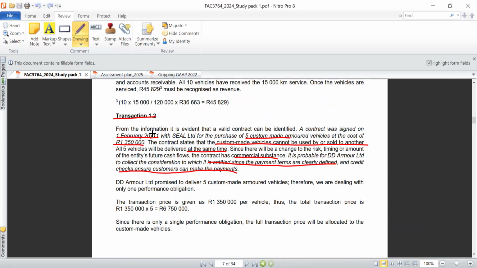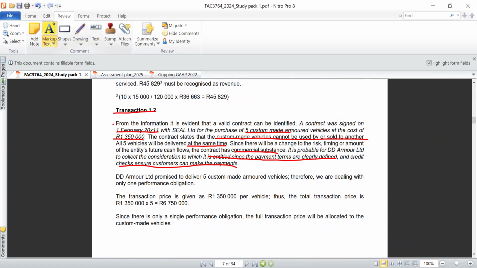So now all of this, I'm seeing step 1, step 2 in this whole entire paragraph right here. Why? Because it's giving us an indication that indeed there is a contract that was concluded. So this is step 1 and step number 2 clearly stated to us. Does it make sense? Yes. And then this statement here is just in addition to step 2, explaining the performance to be played by DD Armor Limited. So DD Armor Limited promised to deliver 5 custom-made armored vehicles. Therefore, we're only dealing with one performance obligation on the side of DD Armor Limited to deliver those 5 vehicles.